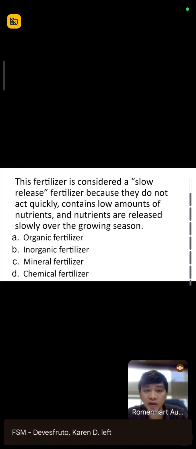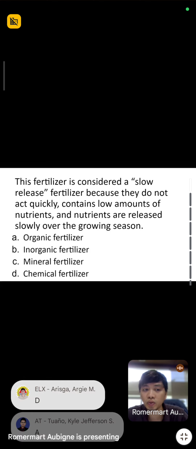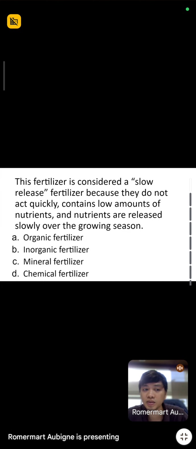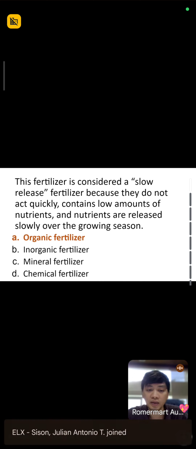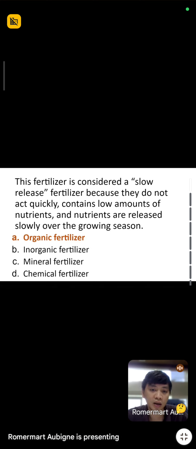The fertilizer is considered a slow release fertilizer because they do not act quickly, contain slow amount of nutrients, and nutrients are released slowly over the growing season. The answer is organic fertilizer. Pagka gusto natin ng quick result, ma-absorb agad ng halaman, we use inorganic fertilizer or mga chemical fertilizer. Pero kung organic, slow release yan sa halaman, absorb ng ating halaman. Slow release yung nutrients.